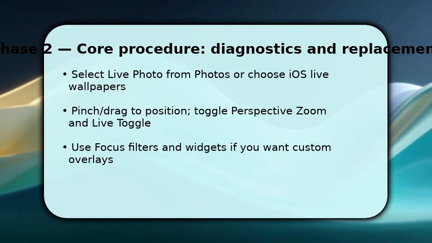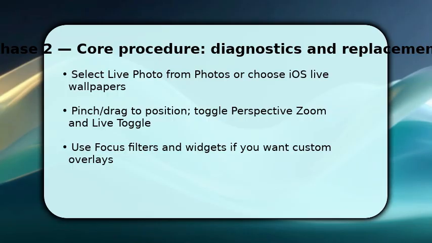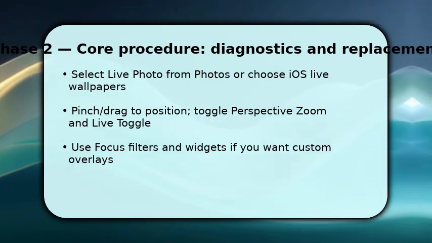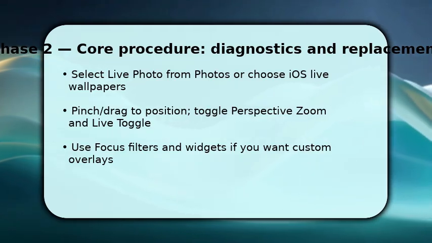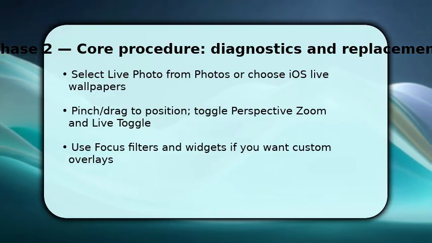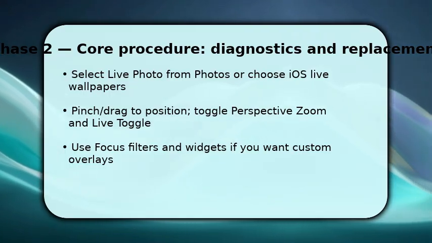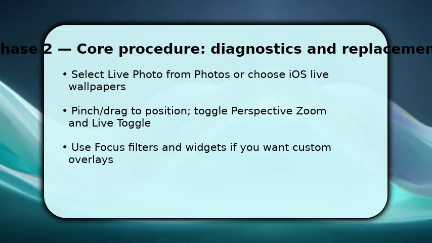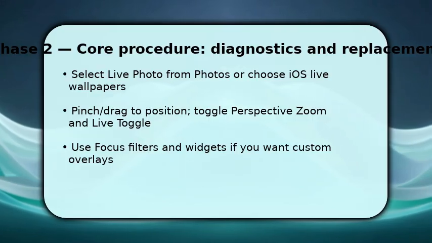You now import the live asset. Choose a live photo from Photos or select one of the iOS Live Wallpaper options. Make sure to pinch and drag to frame the subject. This affects how motion looks when activated. Toggle perspective zoom off if you want static framing, and confirm the live toggle is on so the photo plays on press. Also, add focus filters or widgets for context. They don't stop the live effect, but change what appears over it.